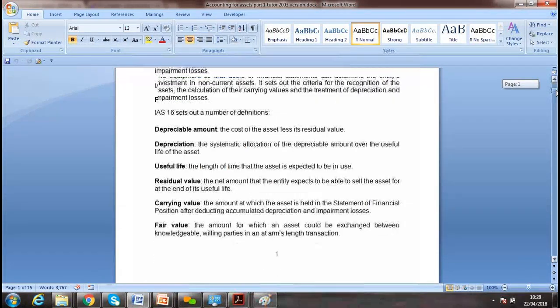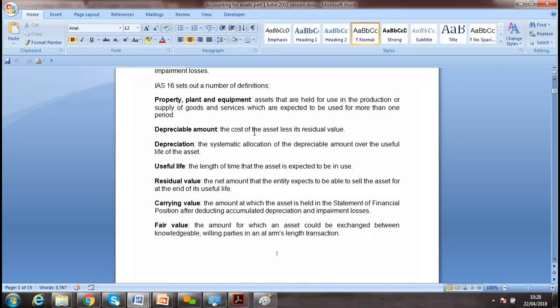we'll discuss depreciation, the systematic allocation of the depreciable amount over the useful life of the asset. So the depreciable amount is the cost of the asset less residual value. Has anyone heard about residual value? What is meant by it? It's the value that's subtracted after applying the depreciation. Yes, we also call it the scrap value of the asset.